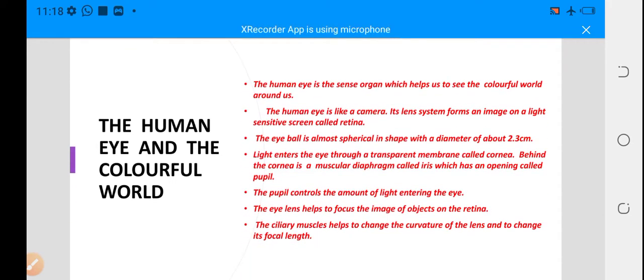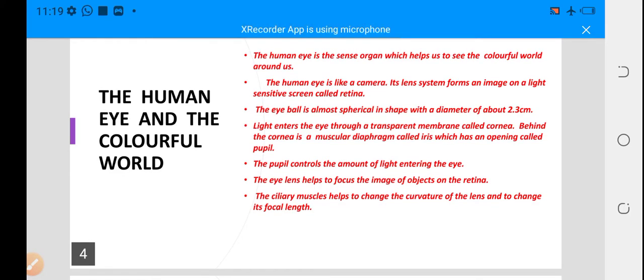Let's see. The human eye is the sense organ which helps us to see the colorful world around us. The human eye is like a camera. Its lens system forms an image on a light sensitive screen called the retina. The eyeball is almost spherical in shape with a diameter of about 2.3 centimeters.